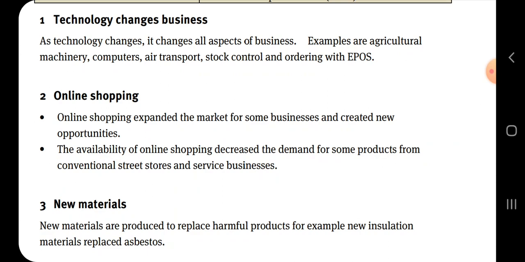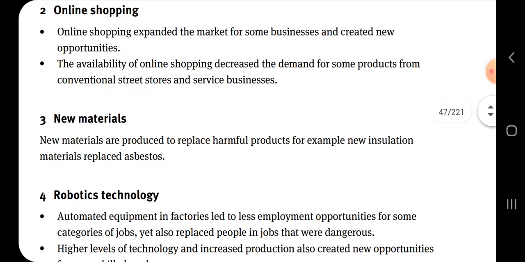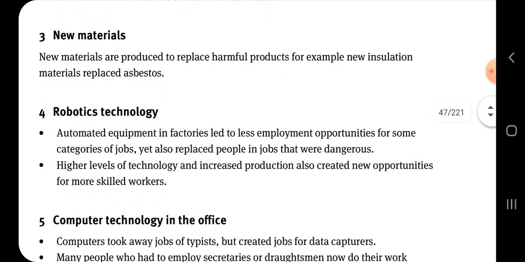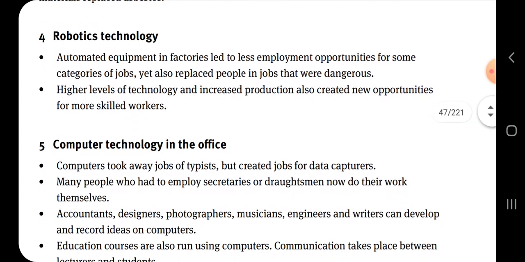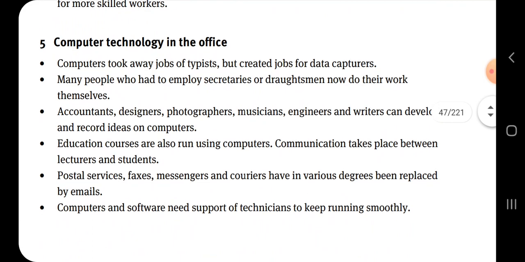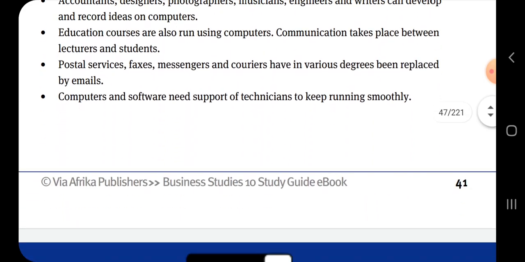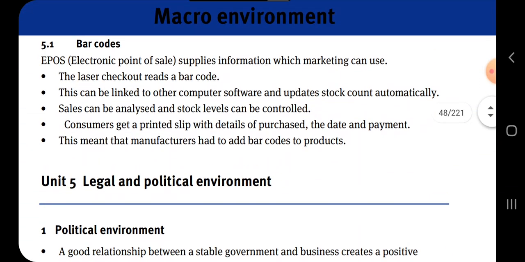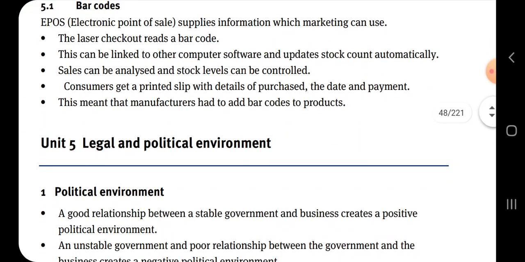Technology has changed business in a sense that there's now online shopping, right? There is new material. New material is produced to replace harmful products. For example, new insulation material replaces asbestos. You see? And then we have robots technology. We also have computer technology in the office. So computers took away jobs of typists but created jobs for data capturers. And then we also need barcodes now. That is how technology affects the business.